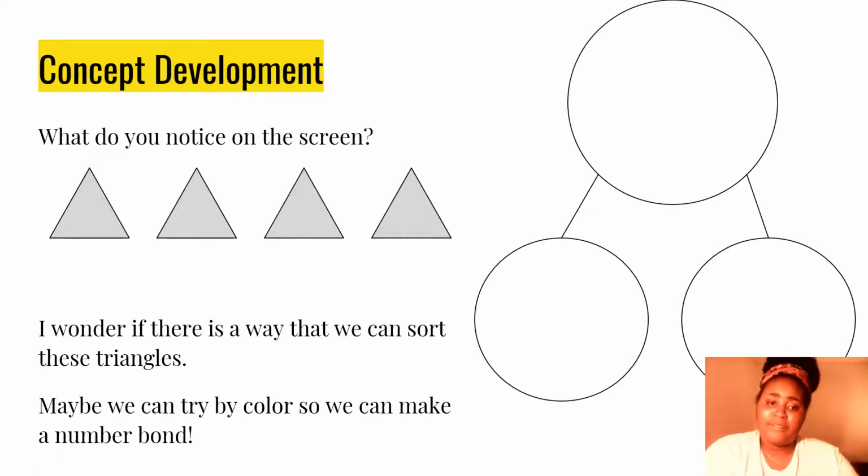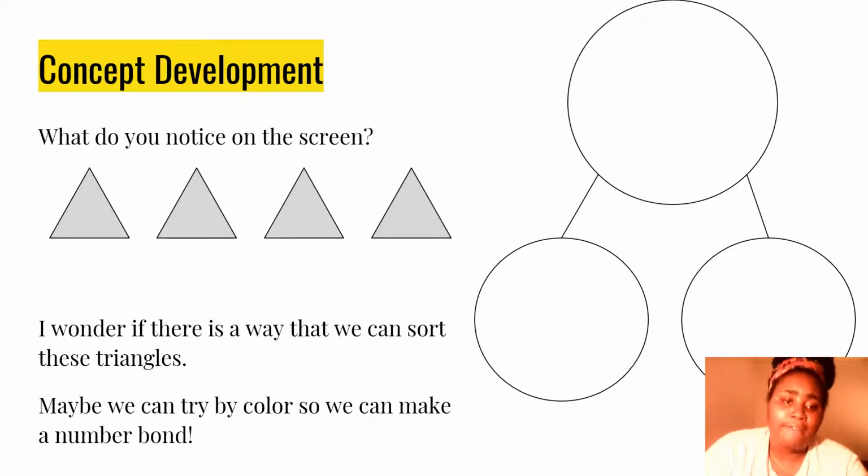For our concept development, we are going to make some more number bonds. We're going to figure out different ways to sort different items to help us make our number bond. So right now, what do we see on the screen? Let's count how many triangles we have.